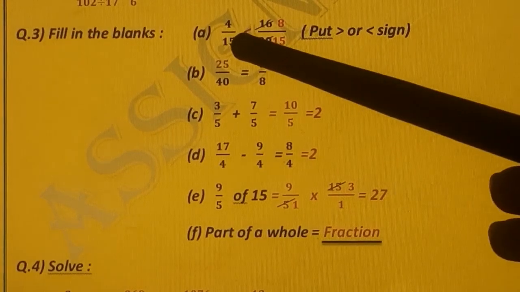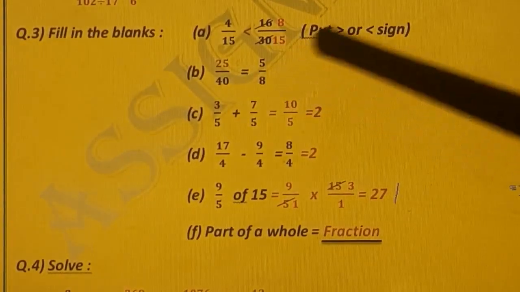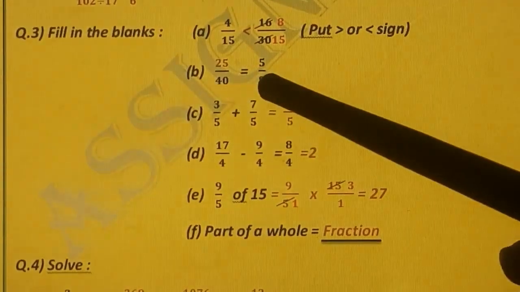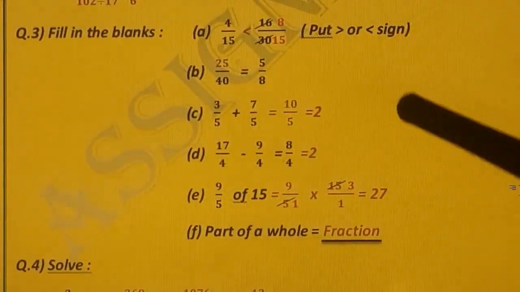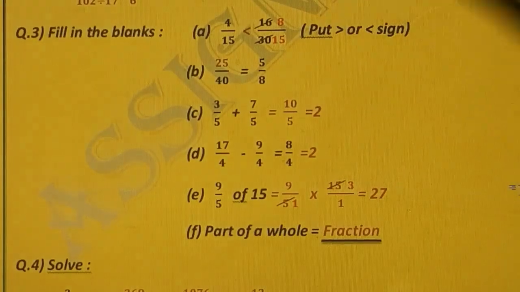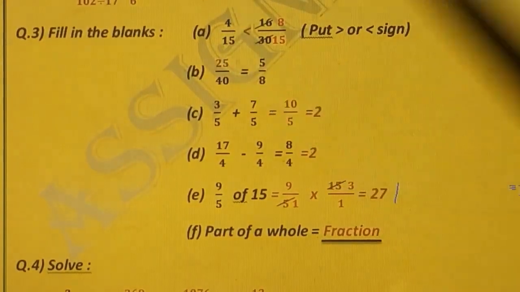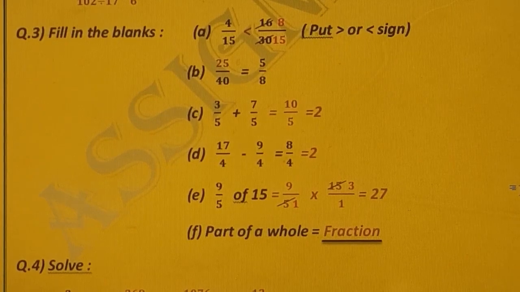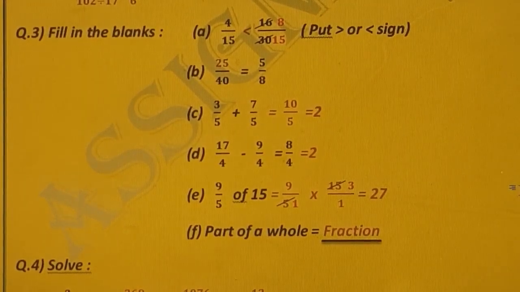B part, dash upon 40 is equal to 5 upon 8. 40 divided by 8, you will get your answer 5. Which number divided by 5 will give you the answer 5? Then that number is 25.